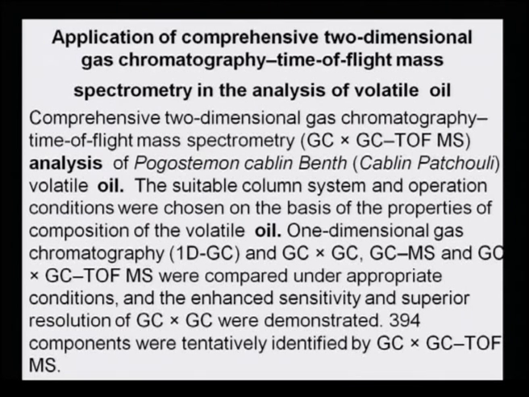394 components were tentatively identified by this combination of one GC and a GC with the time-of-flight mass spectrometer. I will explain this because the separation that took place in one GC was not enough to be able to separate these components, and when it was put into another GC, these compounds were separated further and 394 components could be identified.